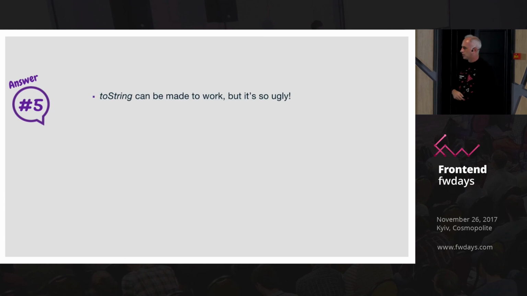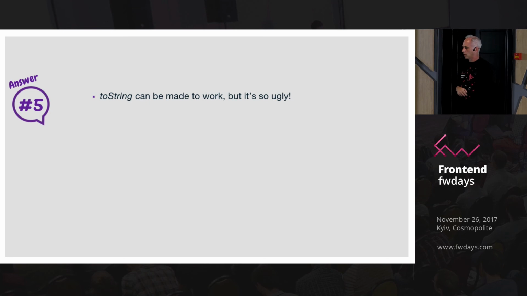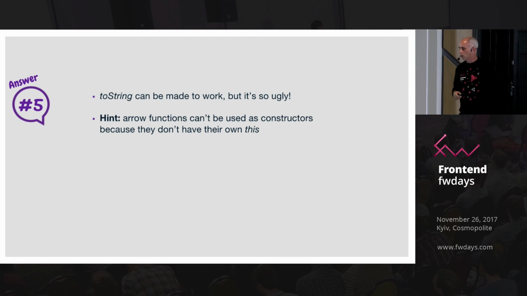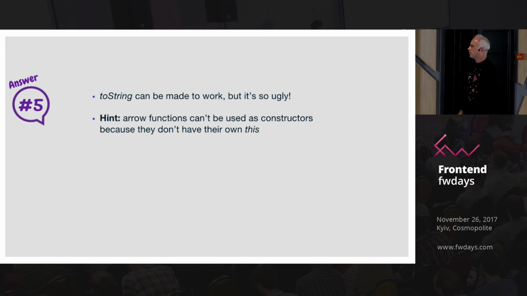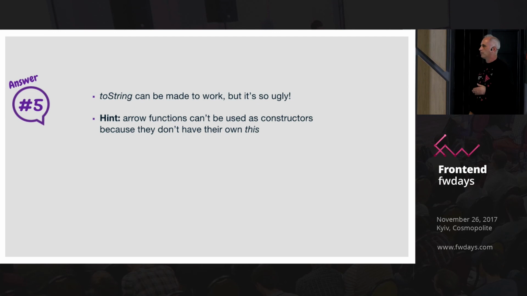So the thing is this. As I said, toString can be made to work, but it's very ugly, which is why I don't want it. The hint was that arrow functions, as was said before, cannot be used as constructors because they don't have their own this. The whole point of a constructor is that it can modify the value, the this. Well, there are some exceptions, but generally that's what we use constructors for. And if the function doesn't have a this, then you can't use it as a constructor. And arrows don't have their own this, so they can't be used as a constructor.